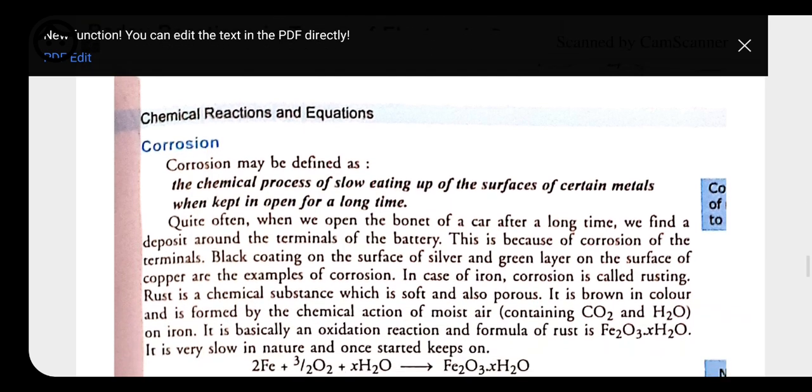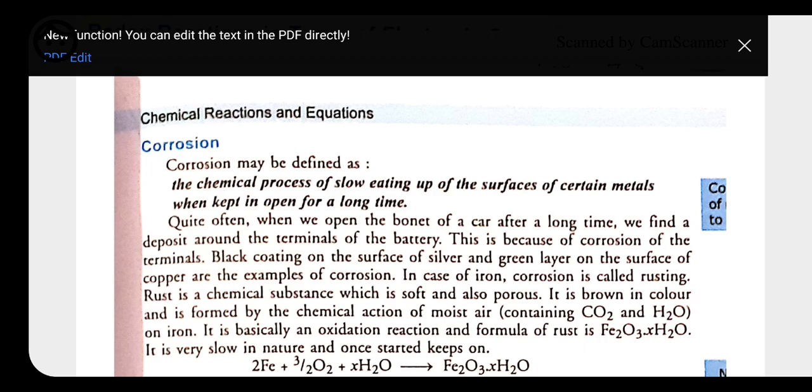Because we know that many things are made up of iron, like bridges, trains, the tracks of trains. These are all made up of what? Iron. So because these things are always exposed to sunlight or water, they easily come in contact with water or oxygen. That's why rusting can easily take place.